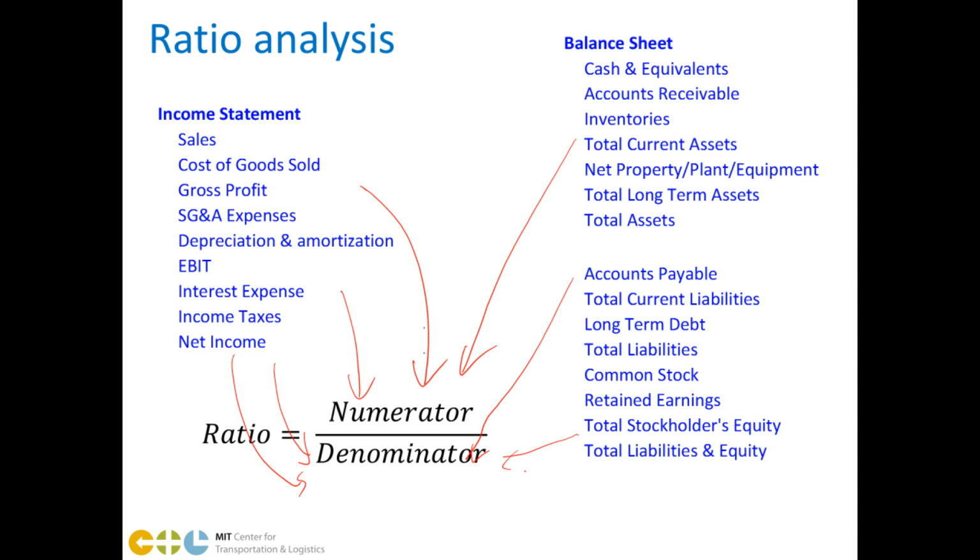It may be on the liabilities and equity side. It could be on assets. They're all going to come together into different ratios that tell us different things about the firm and give us different clues as to its financial performance.